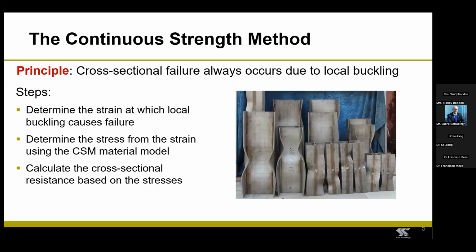So with the continuous strength method, you don't need to check whether the cross-section is slender or compact. All cross-sections are treated exactly in the same way. So the principle behind the CSM is based on the idea that if we ignore global buckling, any structural shape under compressive stresses will fail due to local buckling.